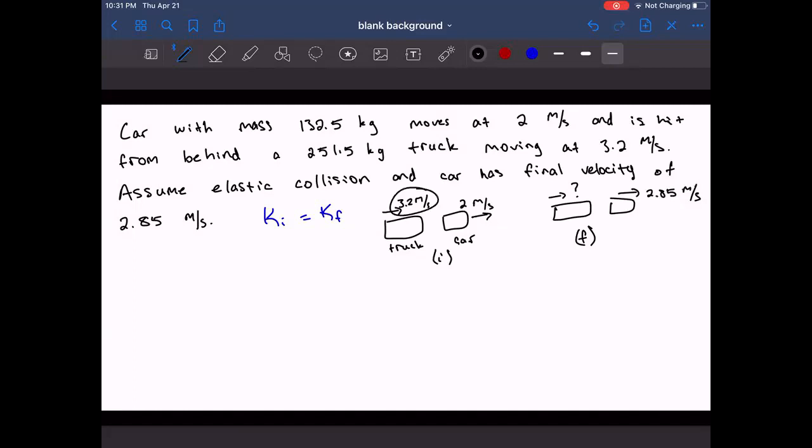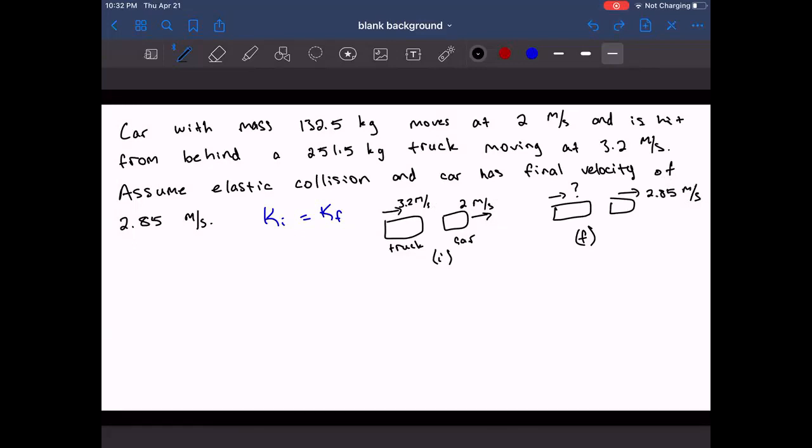Look, it's moving at 3.2. Look, it's moving at 2. The car gets hit. Boom, what happens? It goes forward faster. So some of that energy of the truck is transferred to the car. Now, more importantly, what are these things here? The initial kinetic energy of the system.